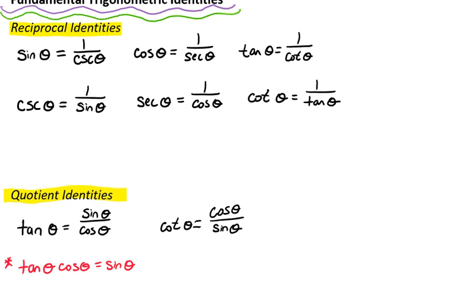Another quotient identity is for the cotangent of theta, which equals the cosine of theta over sine of theta. Then using our quotient identity, we can manipulate that to say that the sine of theta times the cotangent of theta equals the cosine of theta.